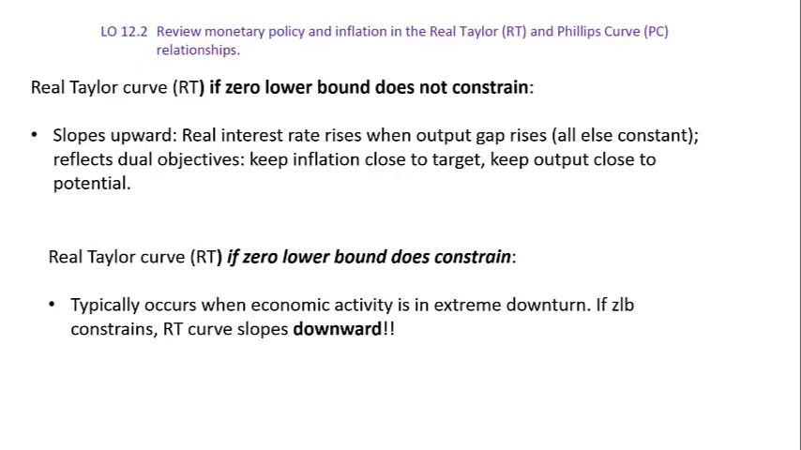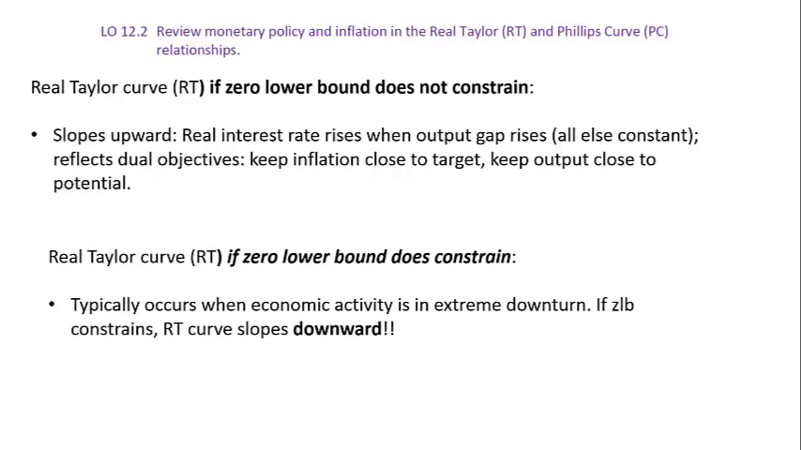Now, in the previous video, we learned that the real Taylor or RT curve slopes upwards if the zero lower bound is not constrained. Well, this reflects the objectives of the central bank when it is free to raise or lower the interest rate. It needs to keep inflation close to the target. It also needs to keep output close to potential. So, in conjunction both with its direct objective to keep output close to potential and indirectly to keep inflation close to the target, the central bank will need to raise real interest rates when the output gap rises.